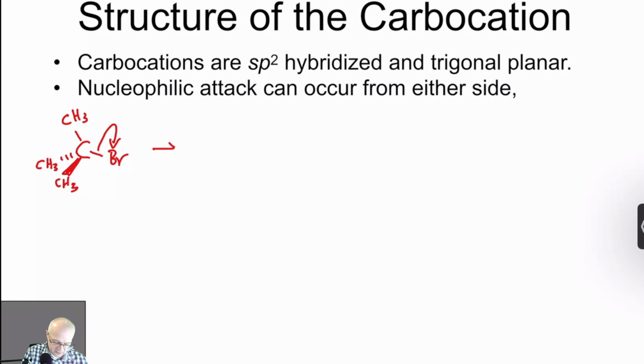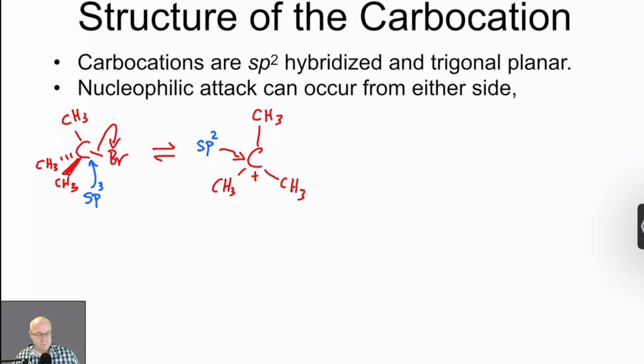And that's going to give us a reactive intermediate that is a carbocation, which is a carbon with a sextet. Now that is going to be trigonal planar. So you go from being tetrahedral to trigonal planar. You go from being sp3 to sp2. So that's important. You go from being sp3 tetrahedral to sp2 trigonal planar.